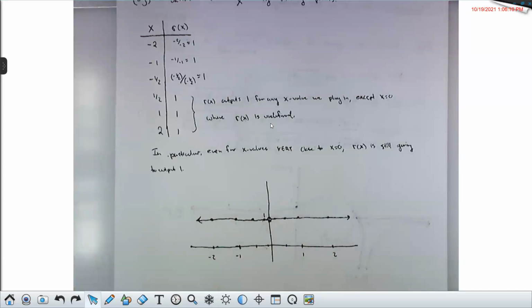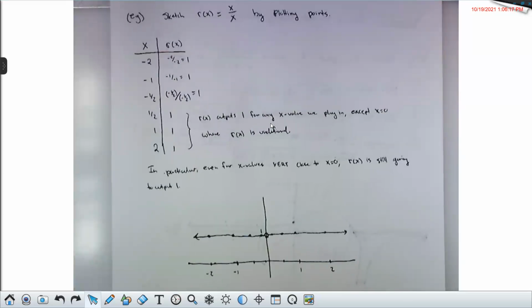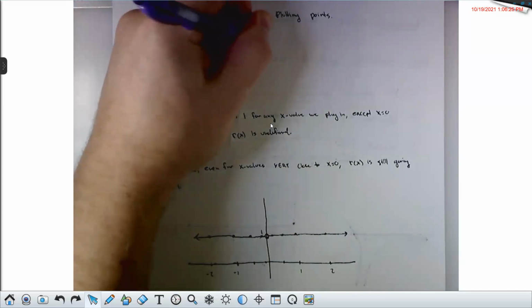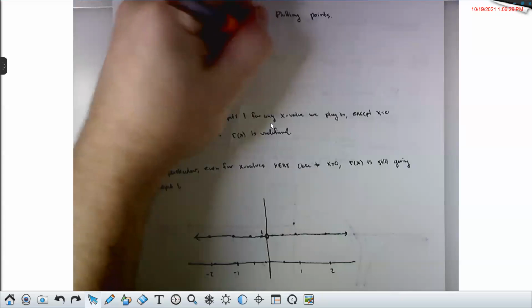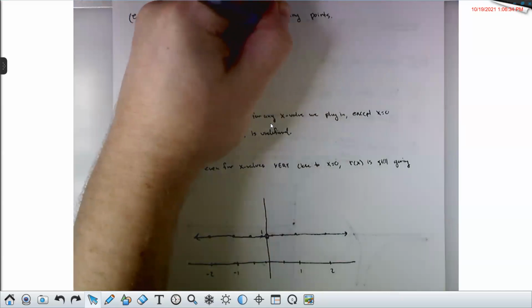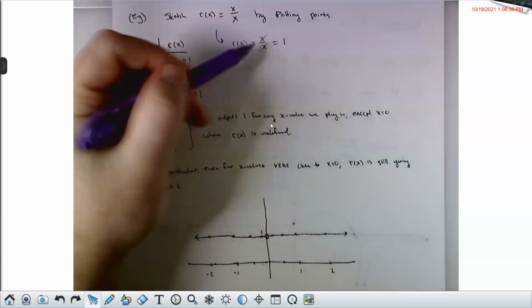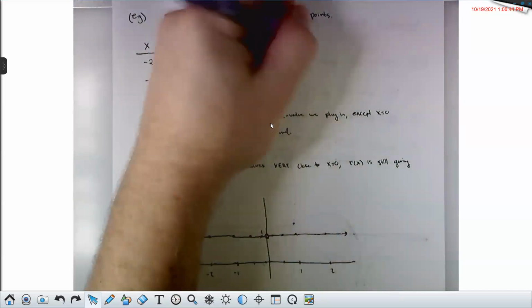Now, how could I have seen this faster? Well, r of x is x over x. And of course, you can cancel those. When you cancel those, the top and bottom both become 1. But when you cancel those factors, you are implicitly assuming that the factor is not equal to 0.